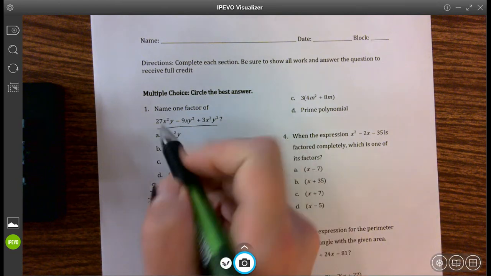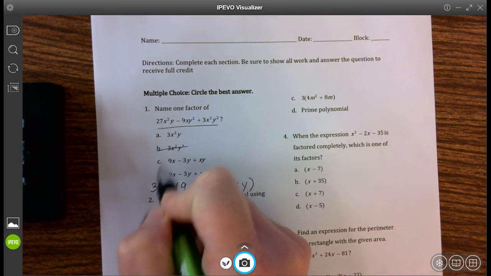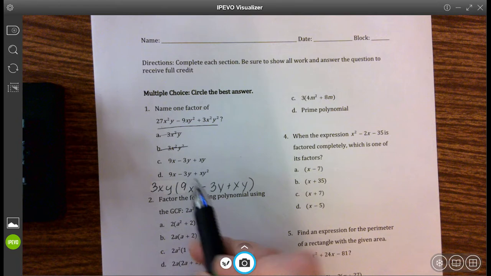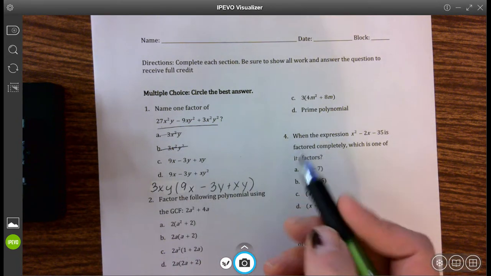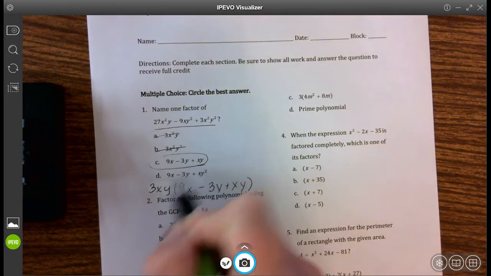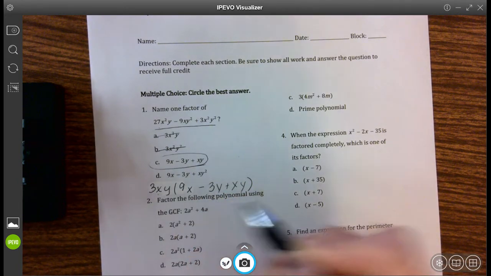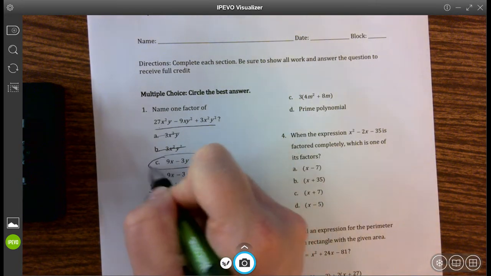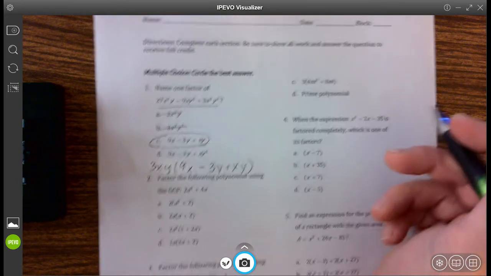And 9x minus 3y, this would be your answer because they didn't have 3xy and they didn't have 9x minus 3y plus xy. So your answer is C.